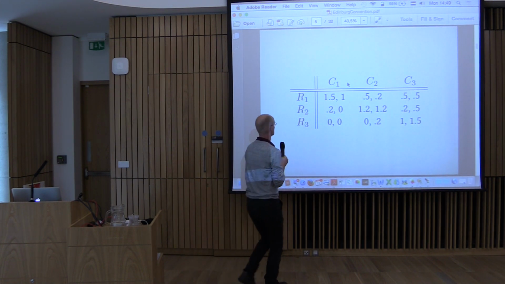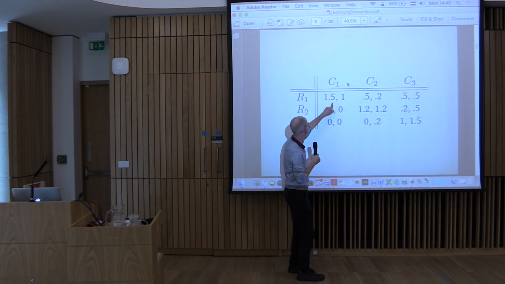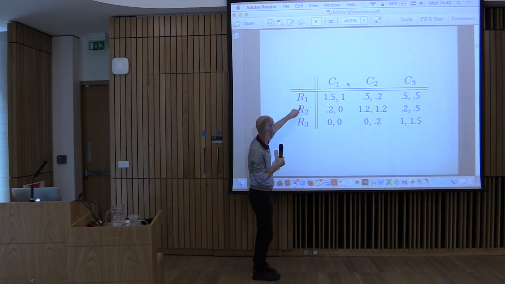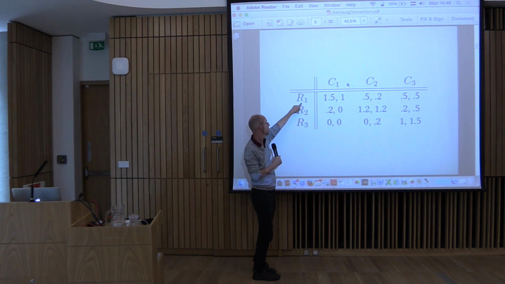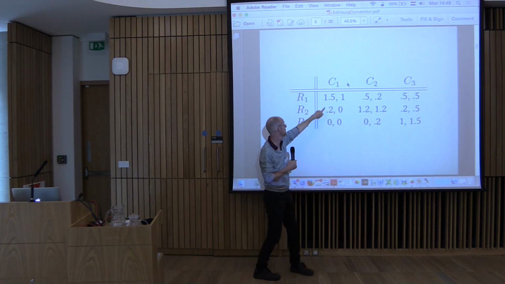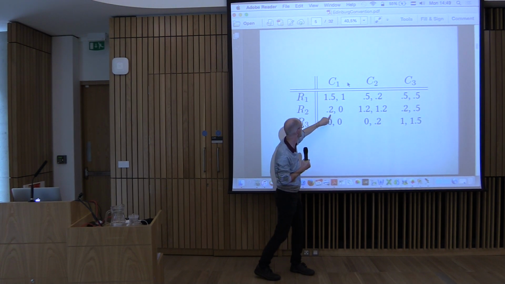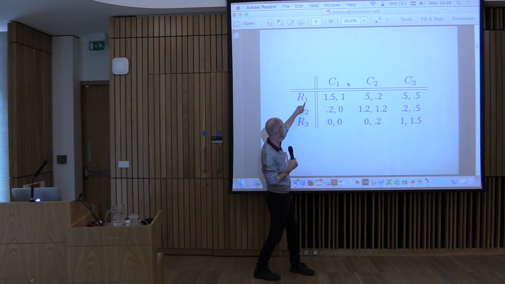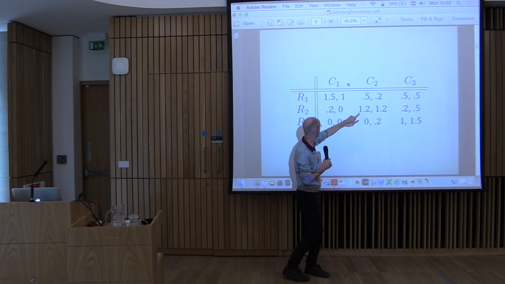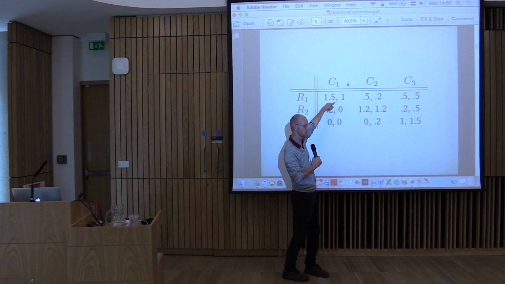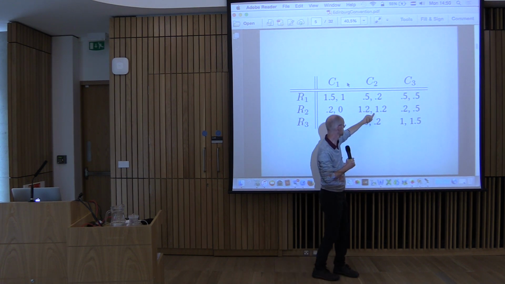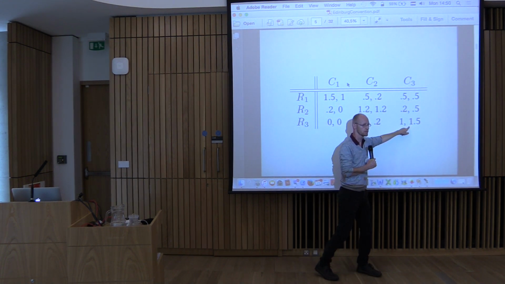For instance, if you look at this game, you will see that if the column player plays C1, it's actually best for the row player to do R1, because you have to compare 1.5 versus 0.2 and 0, so it's better for him to do this. And if the row player plays strategy 1, then it's best for the column player to play C1 as well. So this is actually a Nash equilibrium. This is also a Nash equilibrium, and this is also a Nash equilibrium, right?